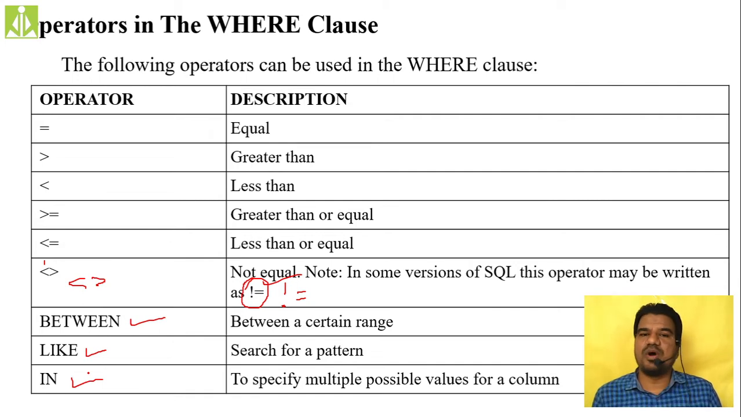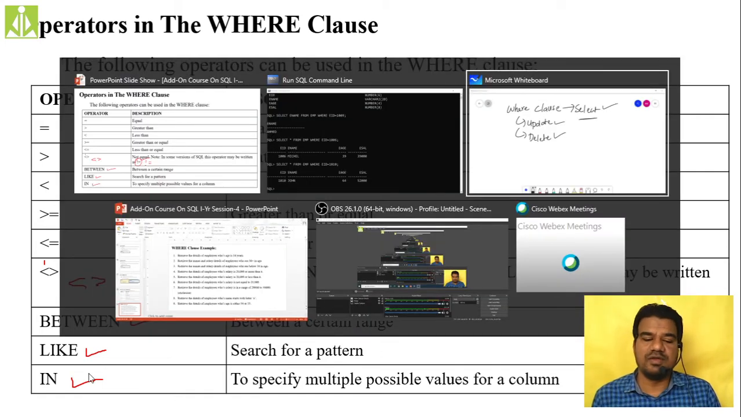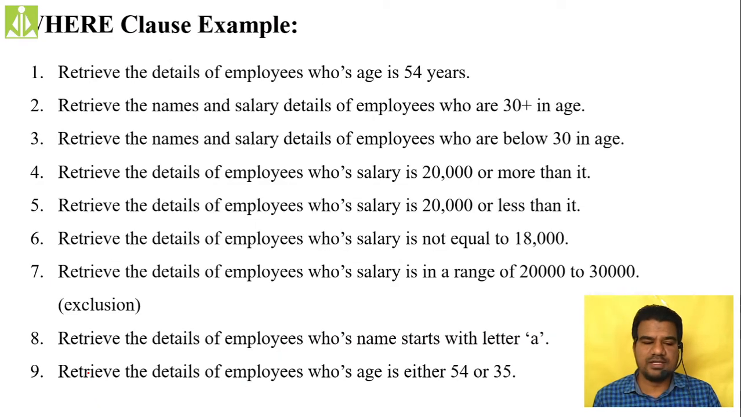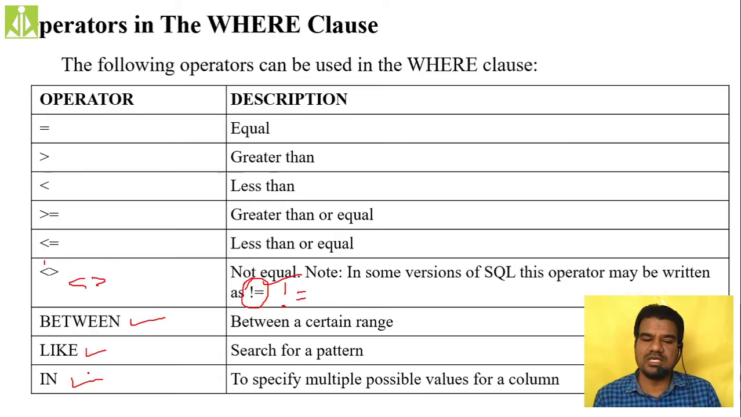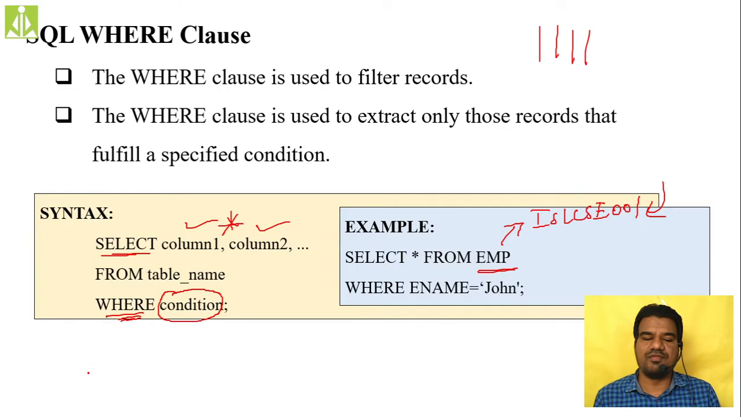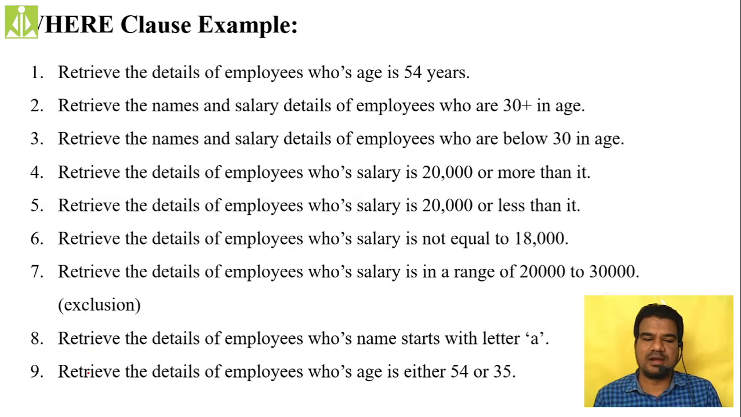The equals to operator we have already performed. We have seen how we can use that equals to operator. So let us go and see. Here I have listed some of the examples. If you practice all these examples, you will understand all these operators. In order to understand all these operators of the where clause, we have to practice all these commands, all these queries. And as you can see over here, we are not doing anything other than the retrieval operation.